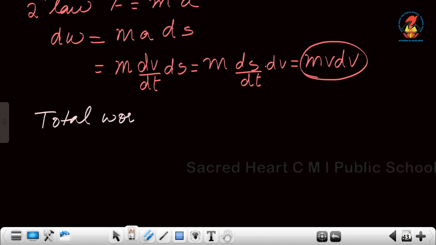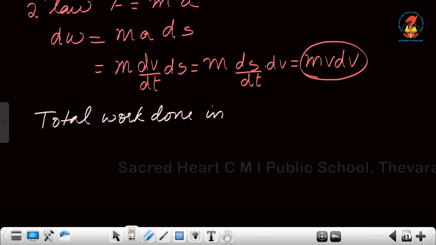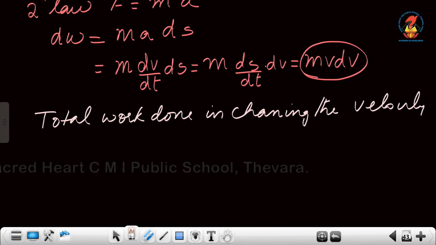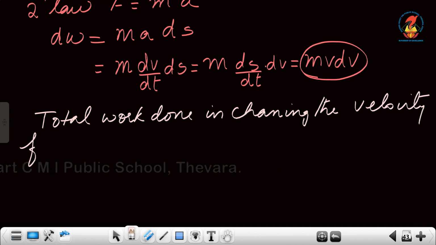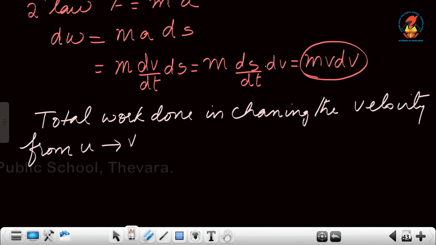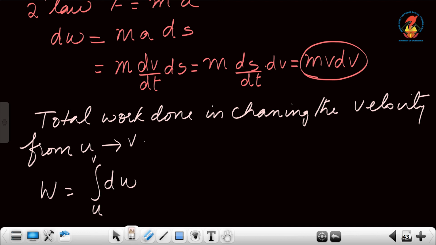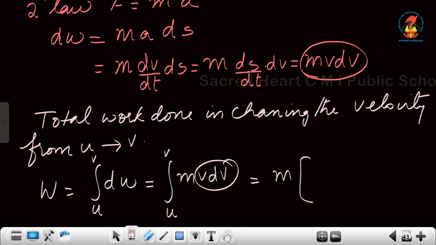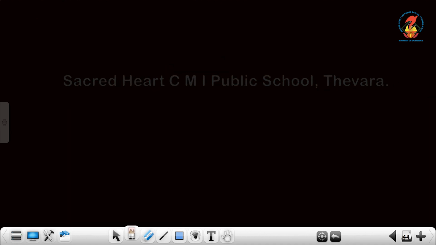Total work done in changing the velocity from u to v. How will I find the total work done? We have to integrate dW. From where to where? I have to integrate from initial velocity to final velocity. So it's equal to the integral from u to v of m v dv. m is a constant, take it outside. v dv will become equal to what? Integrating, you will get v squared by 2 within the limit u to v.